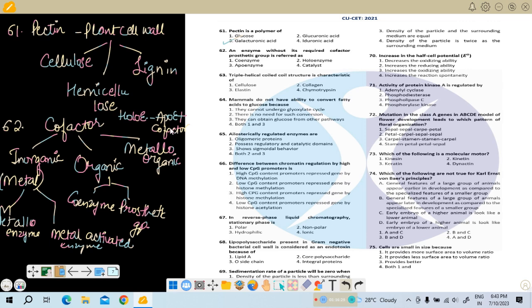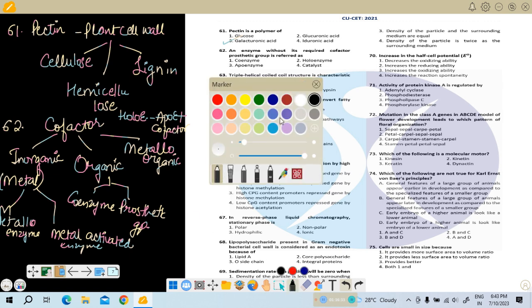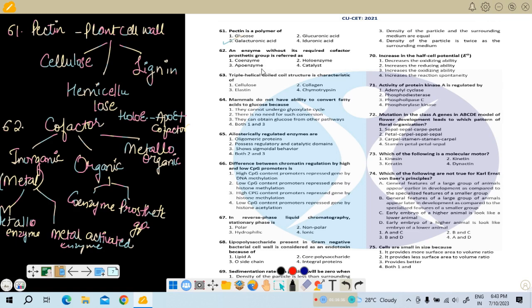So now here we have apoenzyme. If I say apoenzyme or proenzyme or zymogen, same thing. Apoenzyme, that is inactive. Okay, so without cofactor, that is inactive. So an enzyme without its required cofactor or prosthetic group is called apoenzyme.